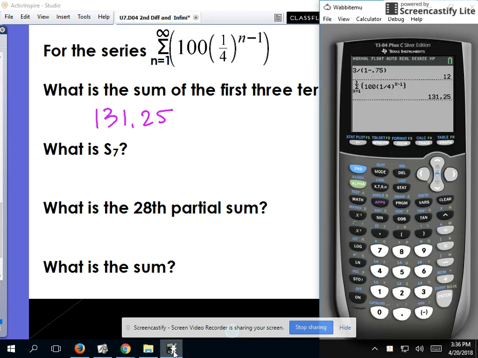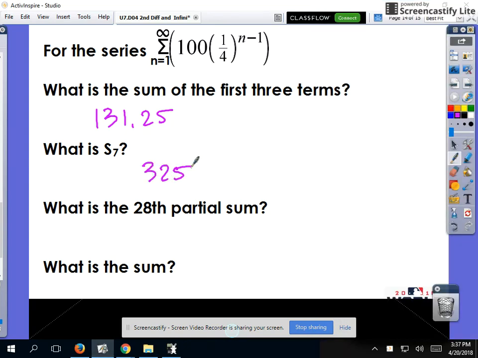All right, let's try S sub 7. So we can actually come up here if we have the newer calculators and grab it. Just change that 3 to a 7. And we get 133.3252. Is that right? Yeah, 3252. I think that's what it was.